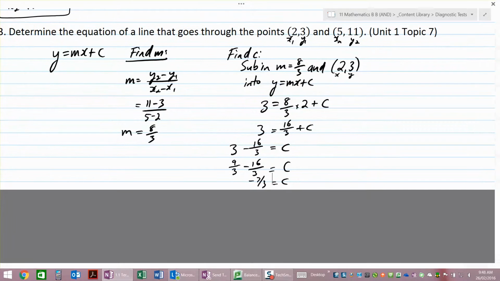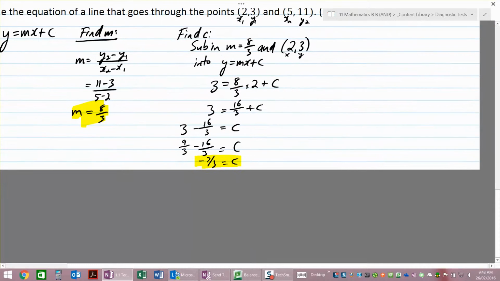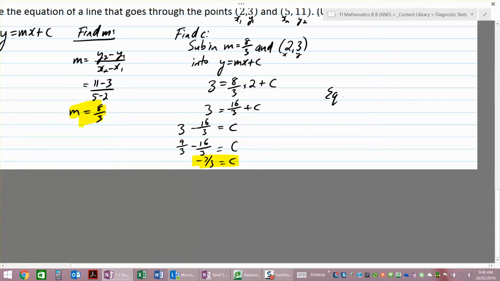Okay, so now that I have these two pieces of information, the gradient and the y-axis intercept, I can now write my equation. Some people didn't finish this off and write the equation. So the equation of the line is therefore y equals 8 on 3x. Some people wrote plus minus 7 on 3. We don't need this plus or minus. If we're adding a negative number, it's just like a negative number.